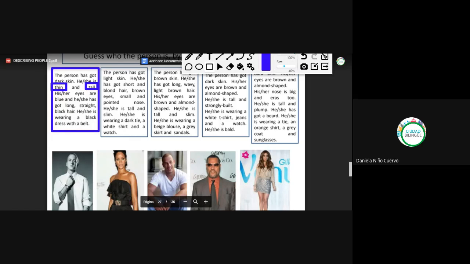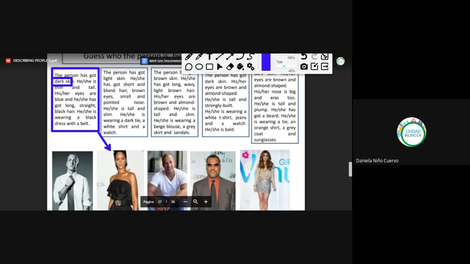His, her eyes are blue, yes. She has got long, straight, black hair. He, she is wearing a black dress. Está usando un vestido negro. So, Lore, what do you think is the character? What is the correct character? Character number two. Very good. That's it. That's Rihanna, yes?